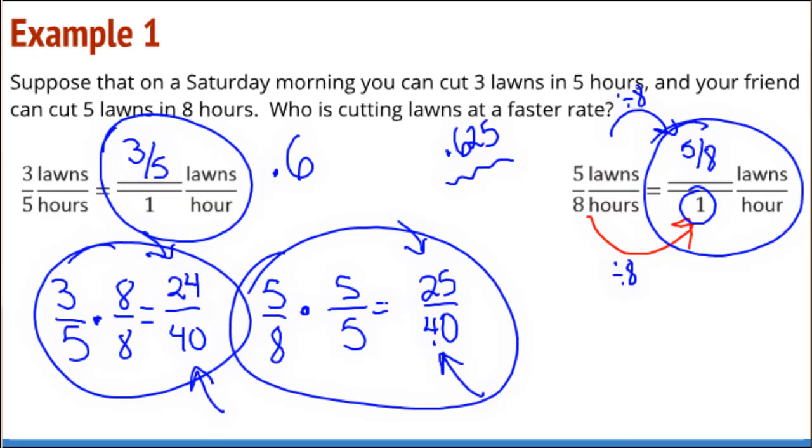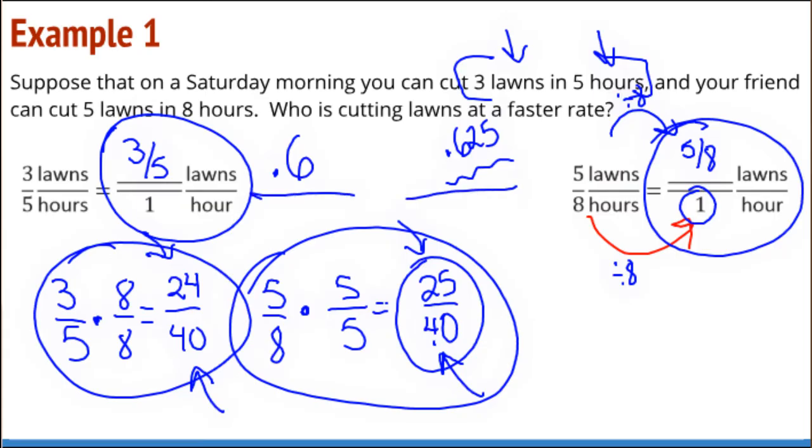So all of those strategies that we have used with ratios, we can apply to rates. In our rate, we have our unit rate and we have our rate unit, and we're applying all of the same strategies. If we asked for a very specific comparison, we could say that my friend cuts 1/40th of a lawn more per hour, or we could do a little subtraction here and say they cut 25 thousandths more of a lawn per hour.